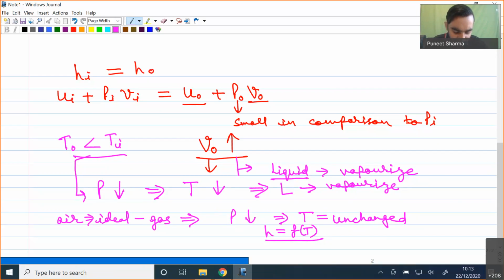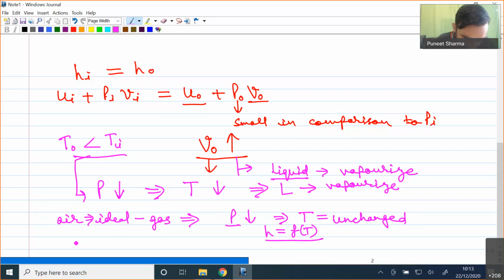Okay, so if we have an ideal gas in a throttling process, then though we have a decrease of pressure, the temperature will remain unchanged. The decrease of pressure tries to increase the specific volume of the gas, which tries to increase the internal energy content. So as a whole, we will have a state of constant temperature.